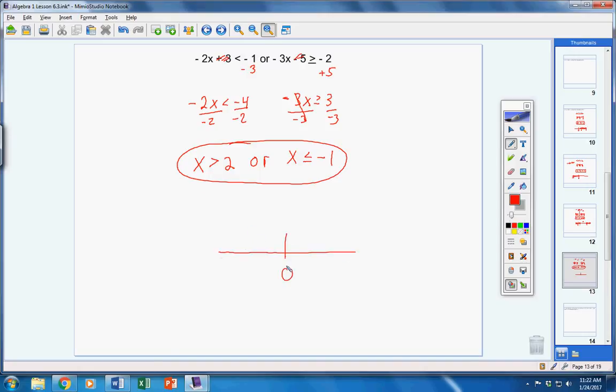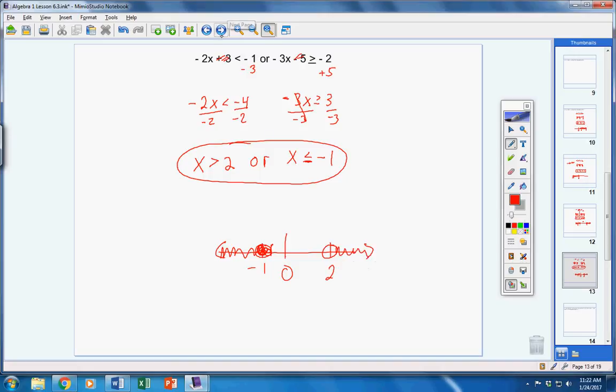If I asked you to graph it, you've got a 2 here, negative 1 here. Negative 1 is a closed point right here. Positive 2 is an open point. X is less than negative 1. X is greater than positive 2. Pretty simple, alright? And of course you can do this if you want to instead.